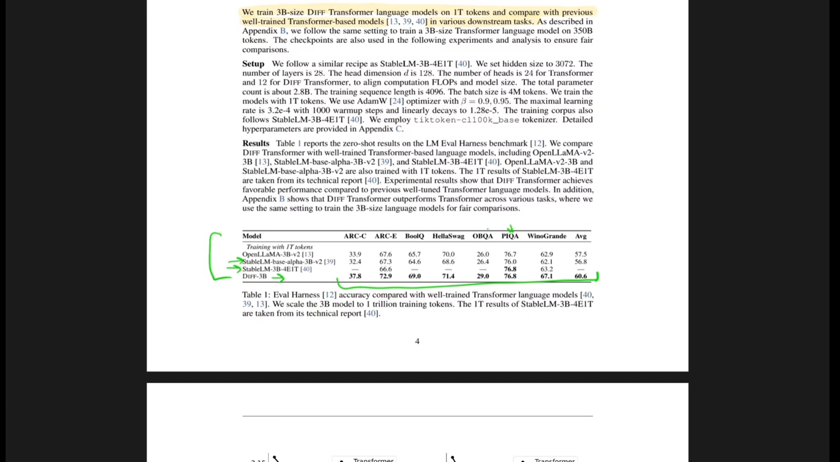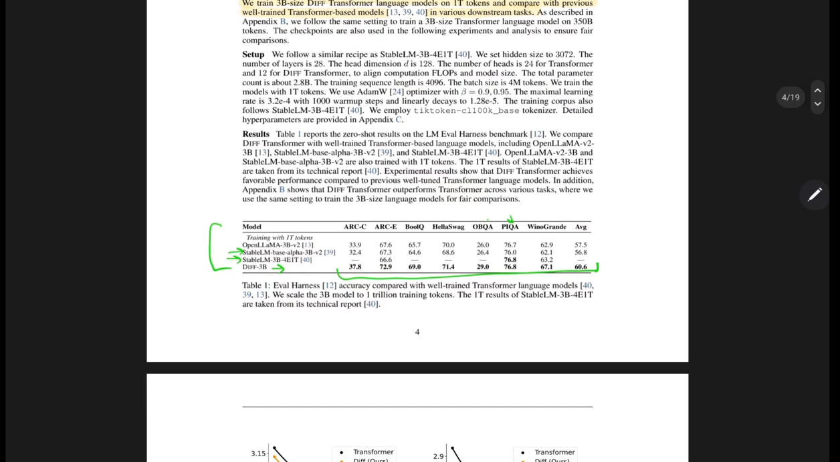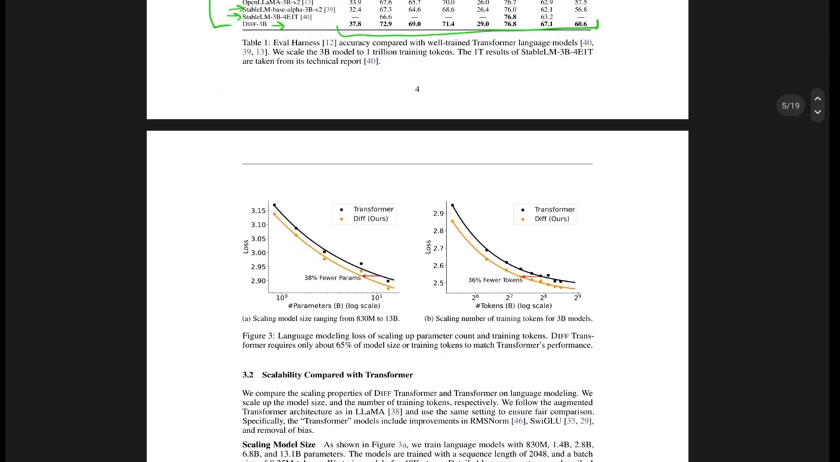So what are they showing here? That the differential transformer 3 billion is able to outperform the OpenLLaMA 3 billion version 2 by 5 to 6%. And you can see this difference of 5 to 6% almost every time in all the cases, right? So this PIQA, maybe it's a bit of a difficult benchmark they are trying to show. Now the scaling model size range you can see here, 38% fewer parameters, as we were discussing. Here also you can see 36% fewer tokens, because for reaching this place you will have to reach this one according to the original one, right?